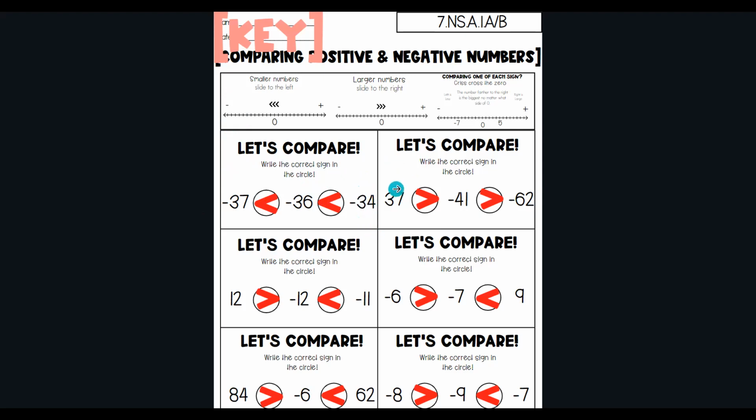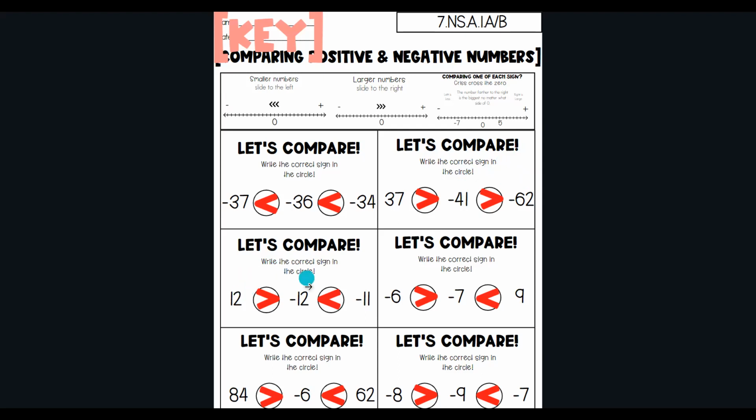The next set we have 37, -41, -62. 37 is going to be our biggest value. It's going to be on the right side of 0. -62 is going to be our smallest value. That's going to be the furthest to the left. We would say that 37 is greater than -41 is greater than -62.